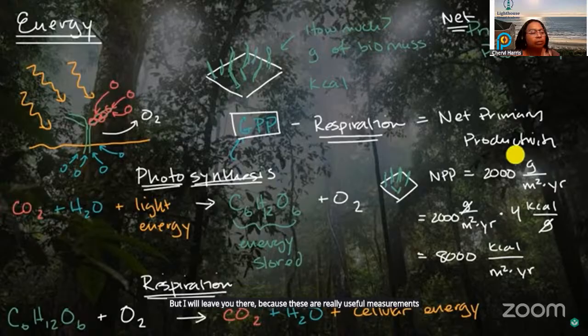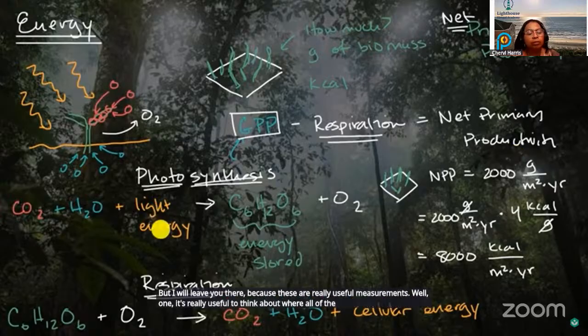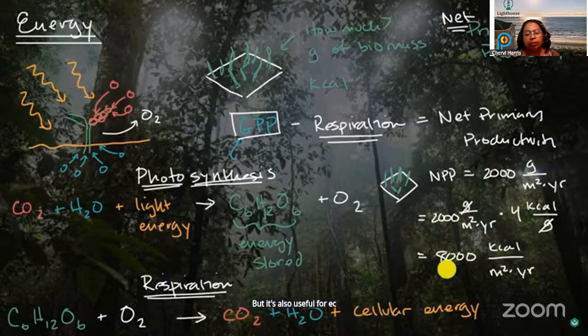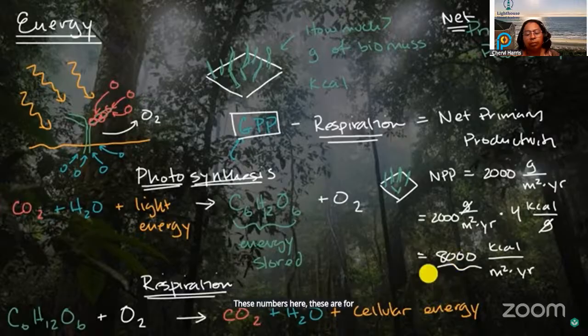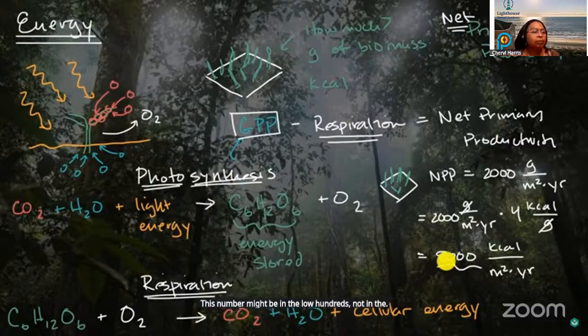But I will leave you there because these are really useful measurements. One, it's really useful to think about where all of the energy that allows us to live comes from, but it's also useful for ecologists to think about how productive a system is, or what's making it more productive or less productive. And as we'll see, these numbers here are for sure on the high end of net primary productivity. If we were in a desert type of ecosystem, this number might be in the low hundreds, not in the 8,000 range.